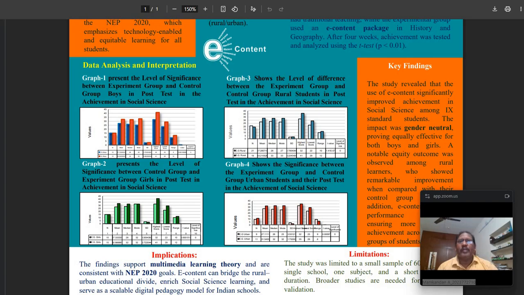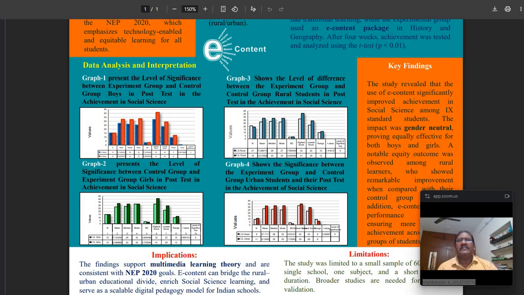Then the second hypothesis: there is no significant difference between control group and experimental group girls in post-test. From the calculation, the t-value is 0.000151, which is statistically different. So the null hypothesis is rejected. The e-content positively impacts the academic achievement of girls in social science.